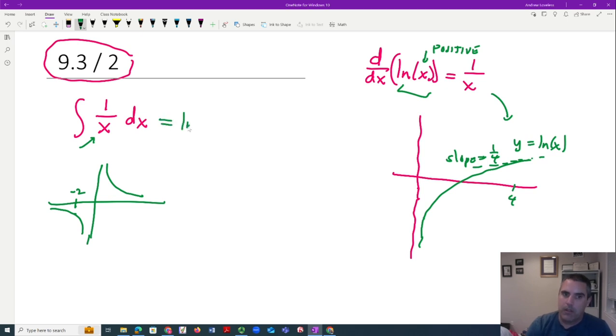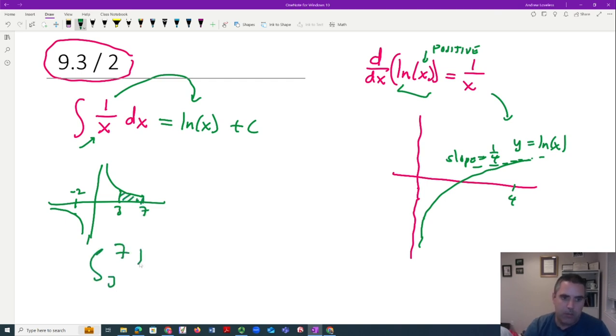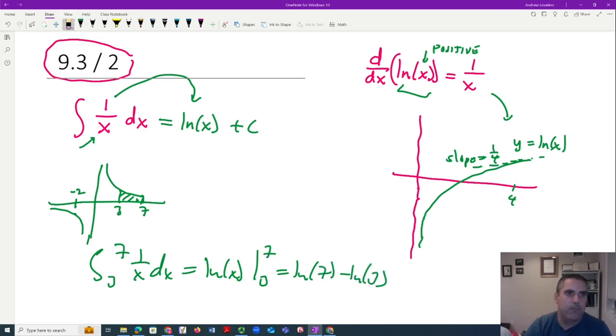So technically, if you write the log of x plus c, and this is the one situation where you need absolute values, it's not right. You'll be perfectly fine if you're doing the area from like 3 to 7. Because if you're doing the area from 3 to 7, you're not going to get any issues here. 3 to 7, 1 over x dx is the log of x from 3 to 7. So you're going to get the log of 7 minus the log of 3, and absolute values are unnecessary.